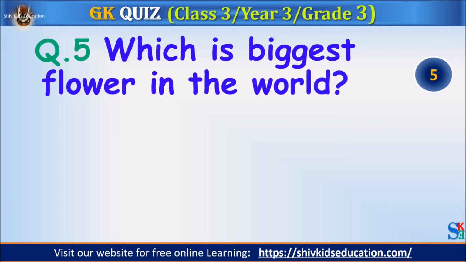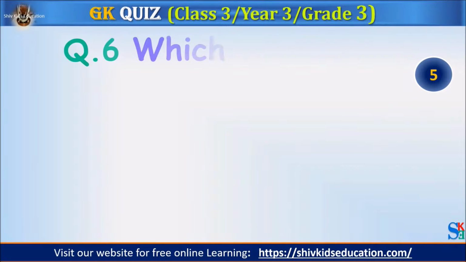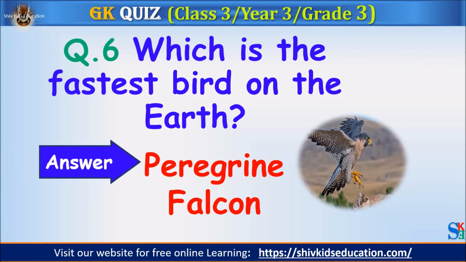5. Which is the biggest flower in the world? Your time starts. The answer is Rafflesia. 6. Which is the fastest bird on the earth? Your time starts. The answer is the peregrine falcon.